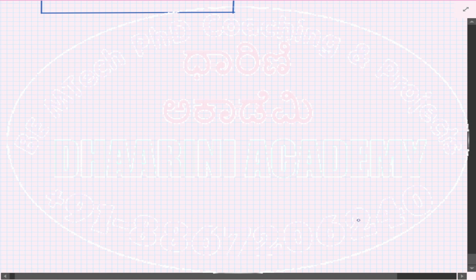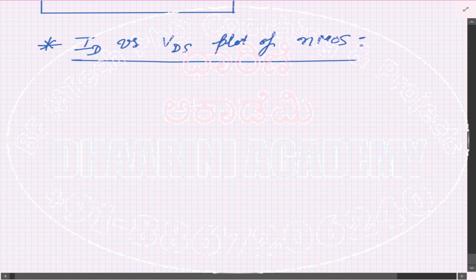But now what we see is the current versus voltage characteristic of the N-type MOSFET. This is going to come now, right? So let's write the side heading like this. That is the current, that is ID, versus VDS, drain to source voltage, right? Plot of this is N MOSFET. Okay, so this is how it's going to look like.